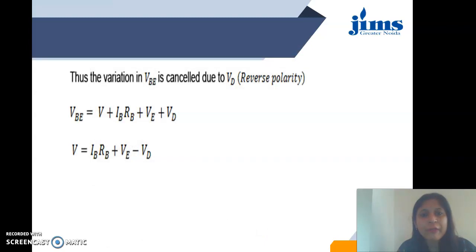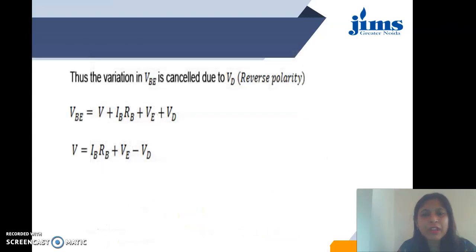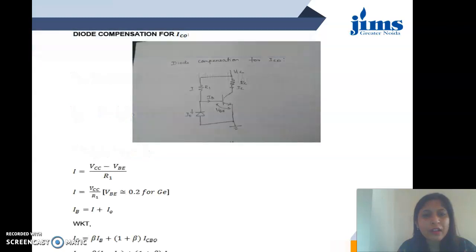The variation of VBE is cancelled due to reverse polarity, since the diode has a reverse polarity here. The battery is connected in reverse direction, so the diode has a reverse polarity. Due to this, the variation in VBE is cancelled. So VBE equal to V plus IBRB plus VE plus VD, and therefore whatever is the increment in the temperature, VBE is compensated. The change is compensated.